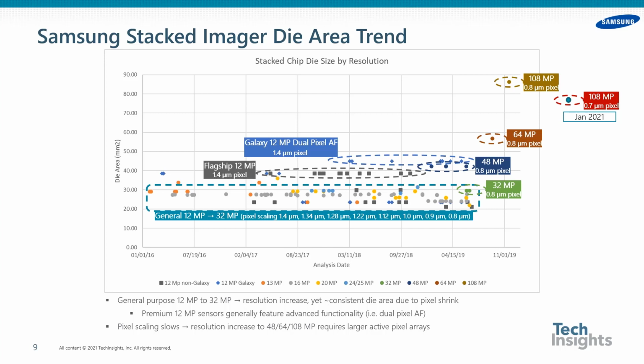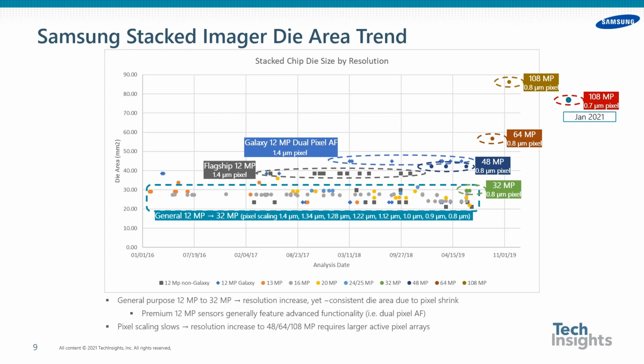This slide shows Samsung stacked imager die area trend. Here we present data on imagers from 2016 until the present time. And what the graph shows is that there is a general trend of increasing die size. We notice, in fact, two regions here. We see that up to about mid last year, the trend has been of increasing die size, but not a very strong trend. Recently, however, the die size has increased with the advent of the higher resolution 108 megapixel sensors.